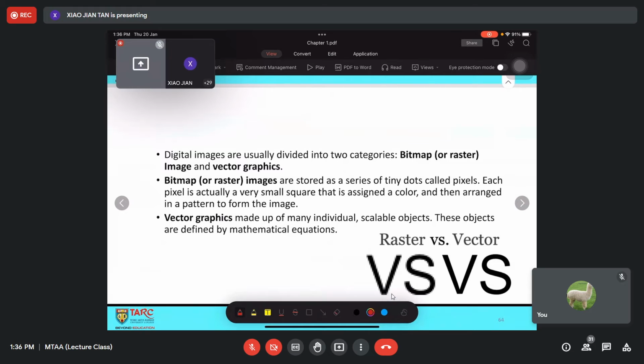Okay, digital images are usually divided into two categories: bitmap, or we call it raster, or vector graphic. So as I mentioned previously, the bitmap or the raster image is actually built up pixel by pixel. It is exactly like the Cartesian plane. For example, you have, okay, this is 0,0, 0,1, 0,2, 0,3, and so on.